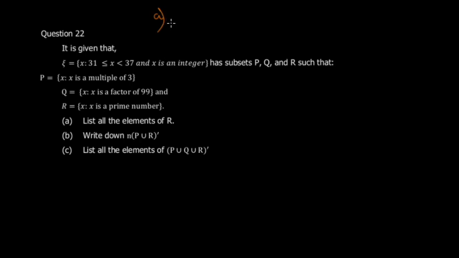So the first thing that I would do is to list the universal set. Just write the universal set as clearly as you can. Why? Because you're going to use it a lot. So here, we say 31 is included. We're told that it's an integer, so we are only concerned with whole numbers. So 31, 32, 33, 34, 35, 36. We are not including 37 just because this is a strict sign. It means less than 37, so 37 is not included.